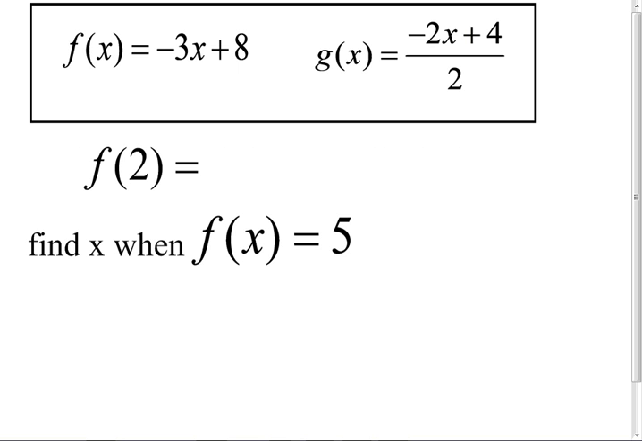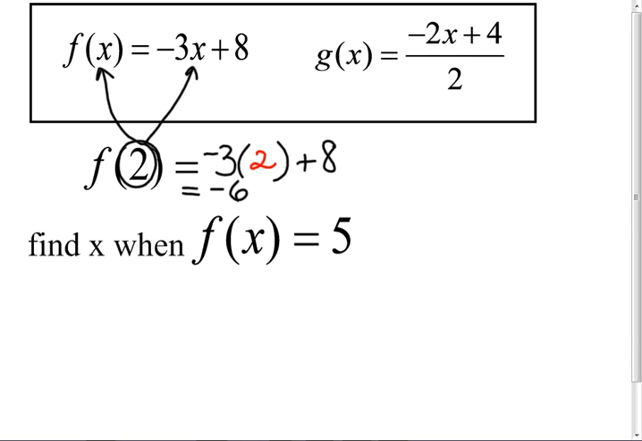There's my function. I want to find f of 2. So you're going to take 2 and put it in here and in here. So it's negative 3 times 2 plus 8. Notice my use of parentheses. It comes out better that way. What's that answer going to give me? This is negative 6 plus 8, which is equal to 2.